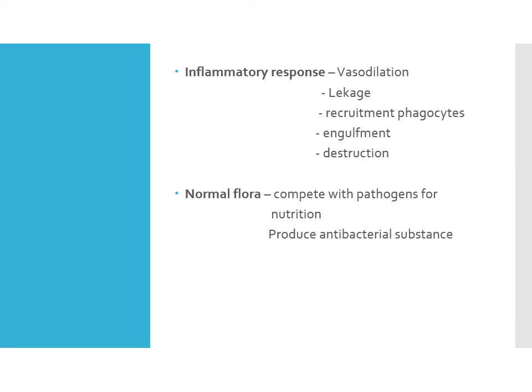Then the normal flora. Normal flora means the microorganisms which are your friends. They are normally present in your body and compete with the pathogen for nutrition. They inhibit pathogenic microorganisms from getting established, and they also produce some antibacterial substances. So that is a part of innate immunity. The cytokines like TNF alpha and interleukin 6 also directly play their role in innate immunity.